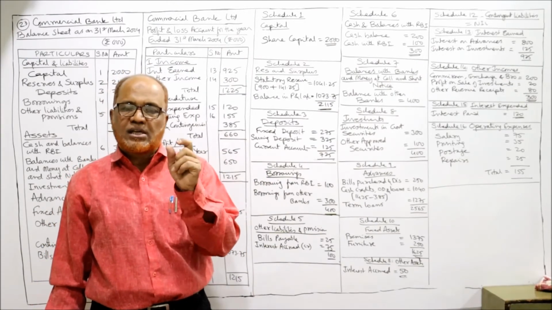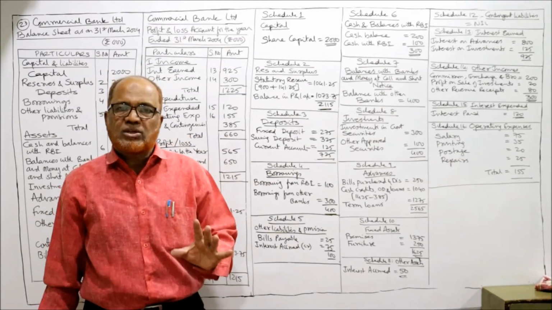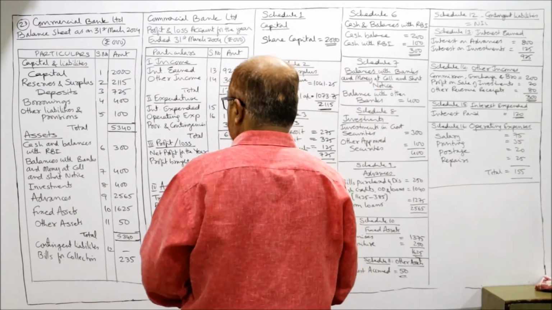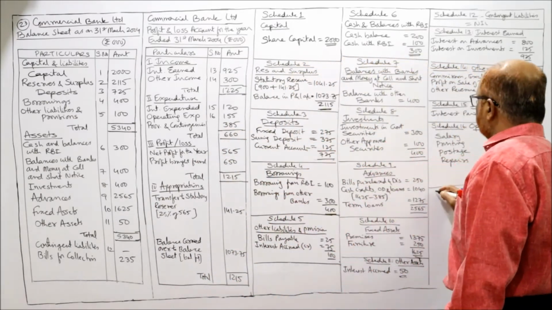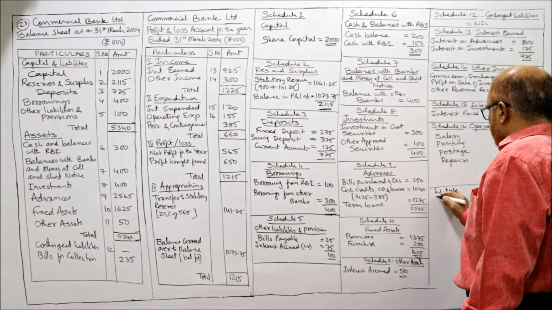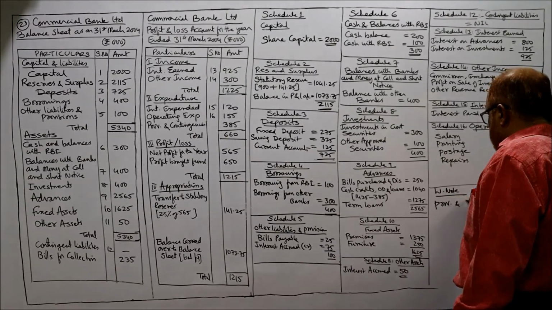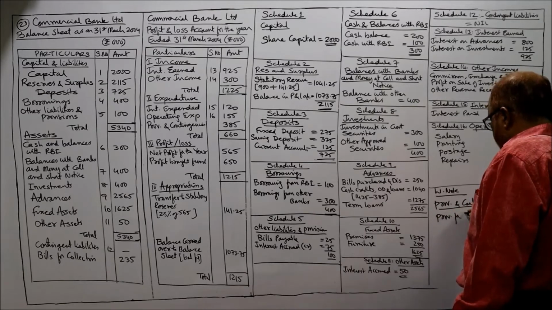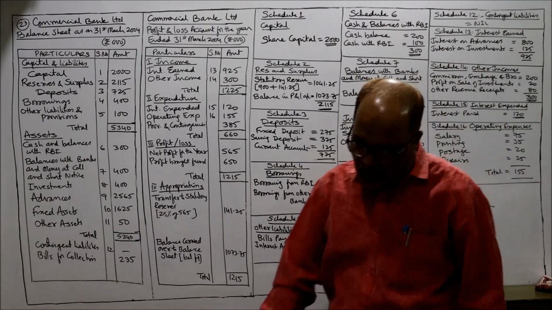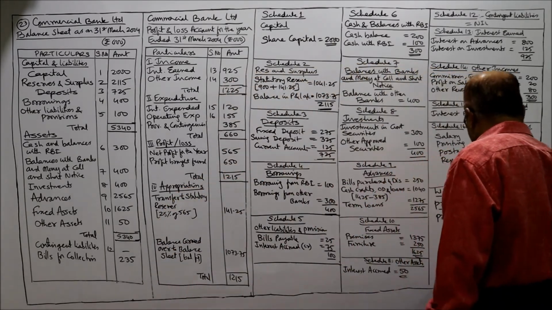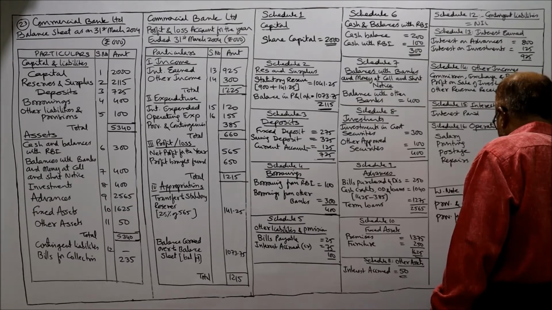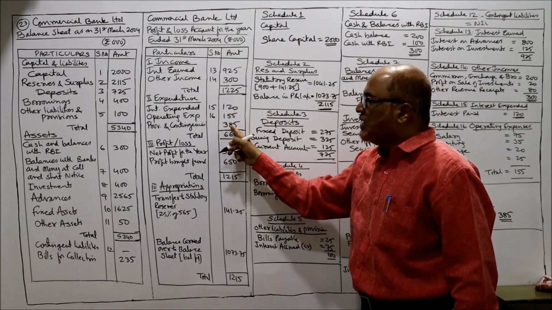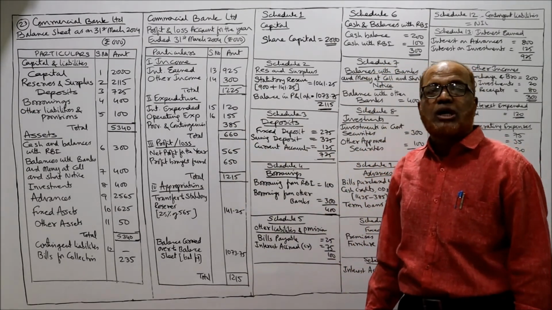This provision for doubtful debts given in adjustment will appear twice. Once it will be taken under provisions and contingencies. I think I have not written provisions and contingencies here. Working note: provisions and contingencies, provision for doubtful debts. How much is the provision for doubtful debts given in the problem? 385. So here you can see provisions and contingencies 385 I have written. This 385 is nothing but the provision for doubtful debts.